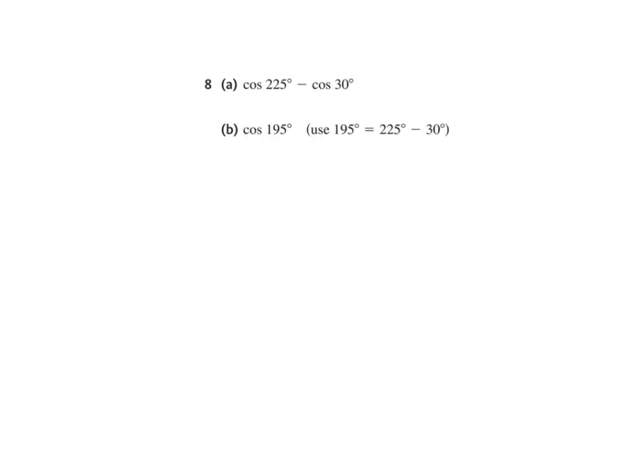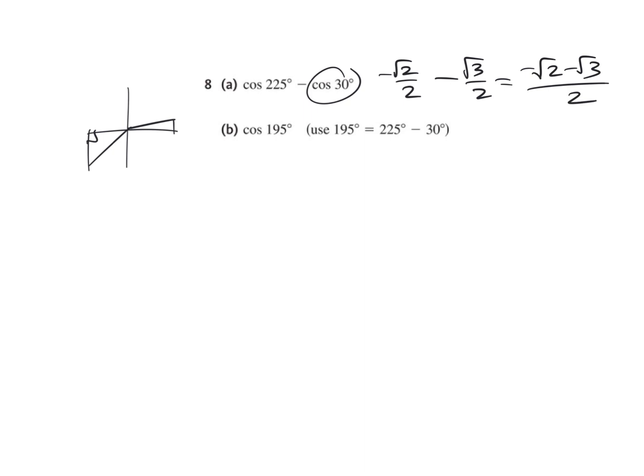All right, cosine of 225, again, 45-degree reference. So the cosine is negative square root of 2 over 2 minus cosine of 30 degrees, which is positive square root of 3 over 2. So negative square root of 2 minus square root of 3 all over 2 is that answer.